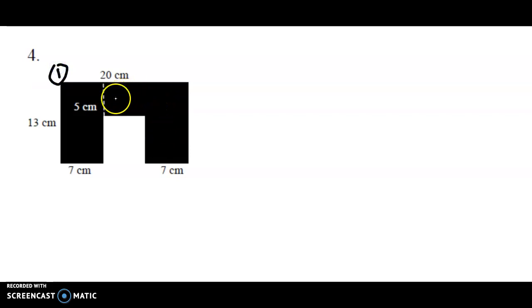And this is like an L shape. So L shapes, I like to divide that into 2 different rectangles. So this will be a rectangle here, number 2. And this will be a rectangle here, number 3. And now I'm going to go ahead and solve them.